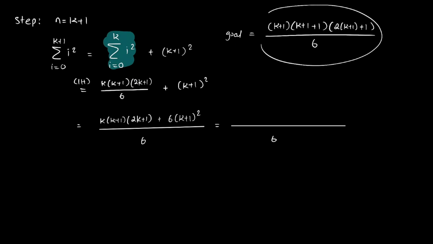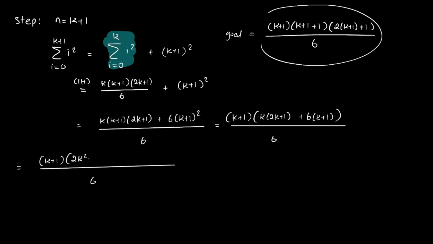So we have 6, k plus 1. So if we take k plus 1 out, we have k times 2k plus 1. And here is just going to be plus 6k plus 1. And we can just do simplification from here. Nothing fancy. So it's just going to be 6k plus 1, 2k squared plus k plus 6k plus 6.